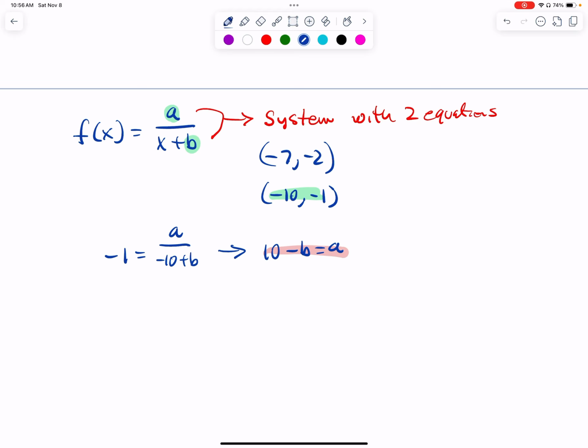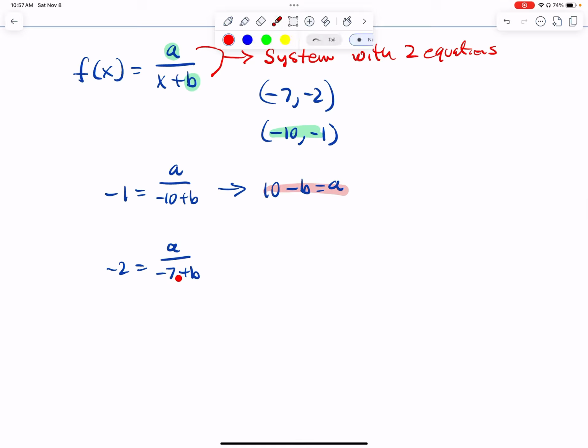So that's when we will stick in the -7 and -2. Again, -7 is going to go in where the x goes, and -2 is going to go in where the f of x goes. So -2 is equal to a over -7 plus b. And just like I did before, I'm going to multiply this guy over to the other side. And I'll have to distribute a -2 this time. So it's -2 times -7 plus b should be equal to a. That's a positive 14 minus 2b is equal to a. And I'm pretty much good to go.